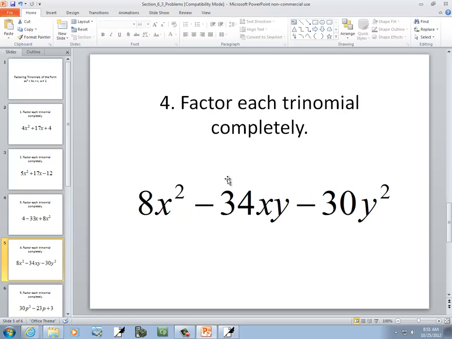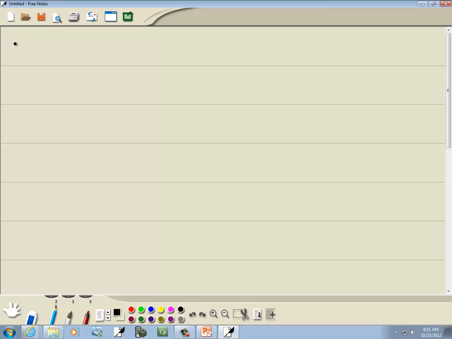Let's look at our fourth example. Got 8x squared minus 34xy, excuse me, minus 30y squared. Let me grab a drink here if it might help.